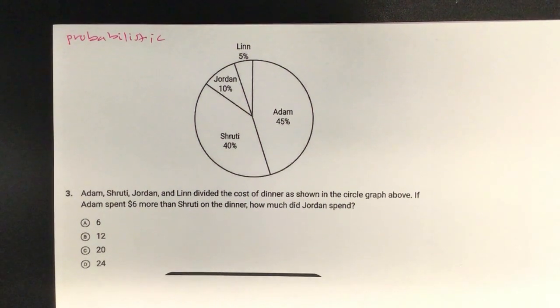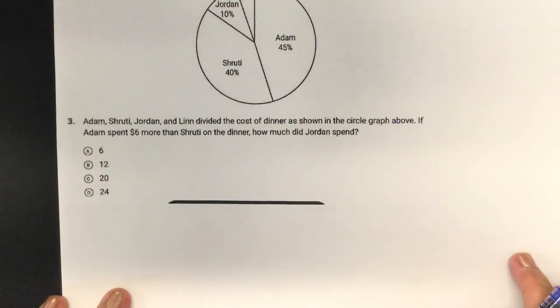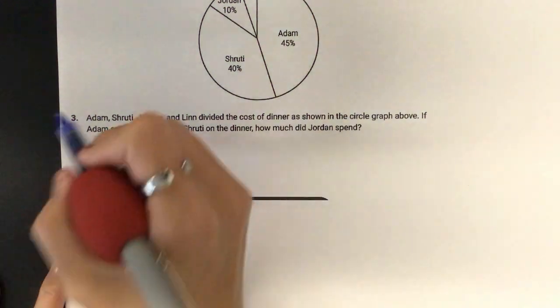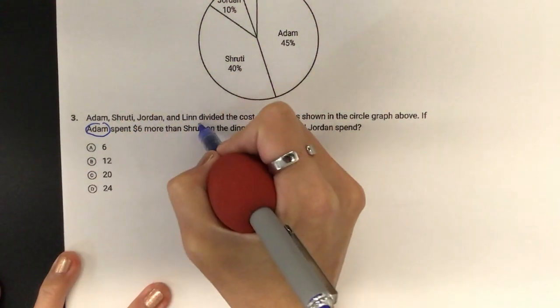All right, for this one, let's see, Savannah, let's read the pie chart category. Adam, Shruti, Jordan, and Lynn divided the cost of dinner as shown in the circle graph above. If Adam spent $6 more than Shruti on dinner, how much did Jordan spend? So we're comparing our 2 students, Adam and Shruti, and then we're asking about a third guy, okay? That might be where the confusion is, but let's see if I can break this down.